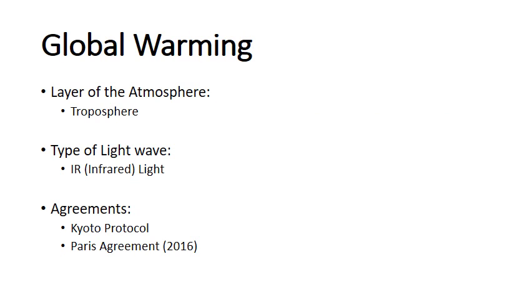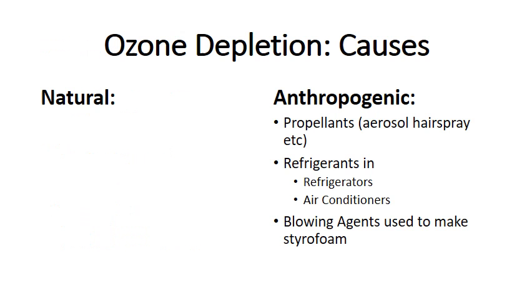Global warming occurs in the troposphere, has infrared light, and agreements that deal with this are the Kyoto Protocol and the Paris Agreement. That's the new one in 2016. The way I remember Kyoto Protocol is Kyoto is in Japan, which is near China. China is very polluted, lots of CO2 for global warming.